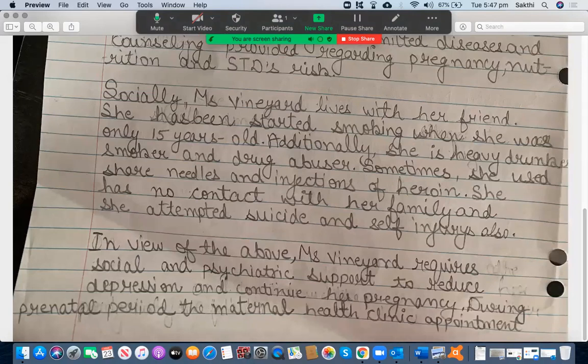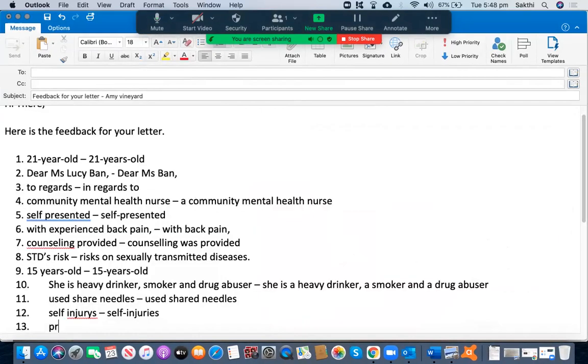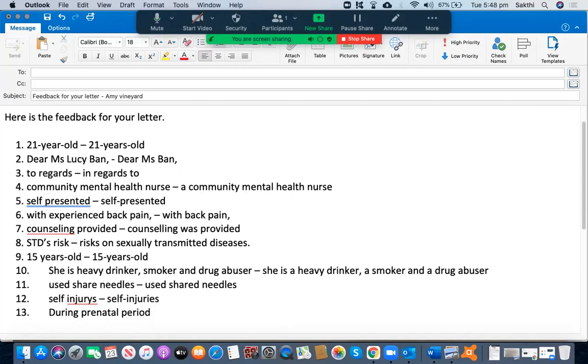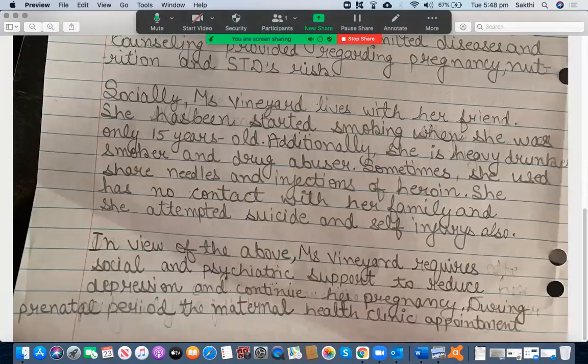Okay, right. In view of the above, Ms. Vineyard requires social and psychiatric support to reduce depression and continue her pregnancy. That's good. During prenatal period, there should be a comma, you know, the maternal health clinic appointment. So you have written during prenatal period. It should be during prenatal period, and there should be a comma. Okay. And then the maternal health clinic appointment. All right, let's go to the next page.